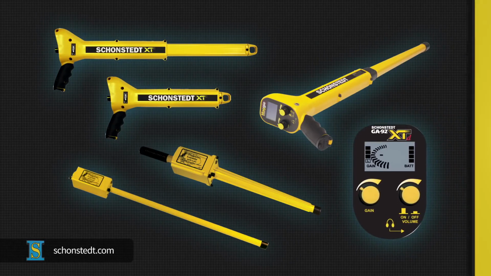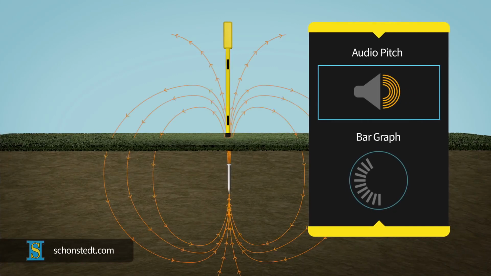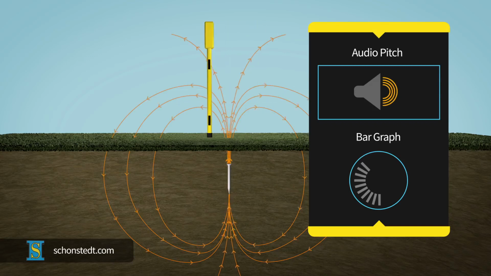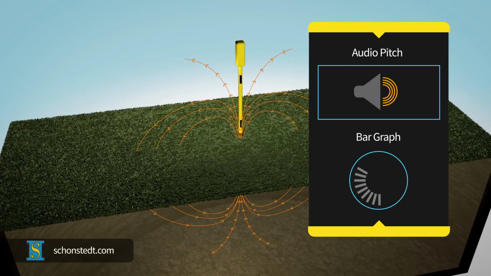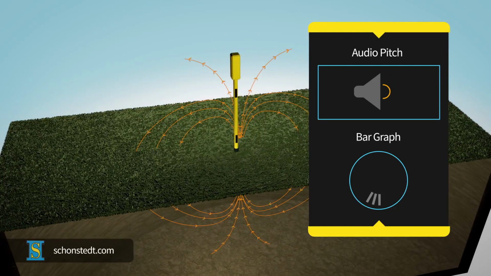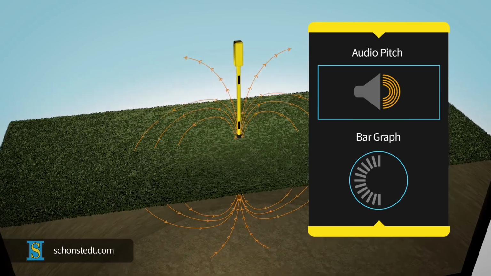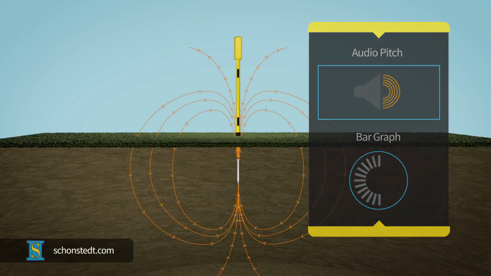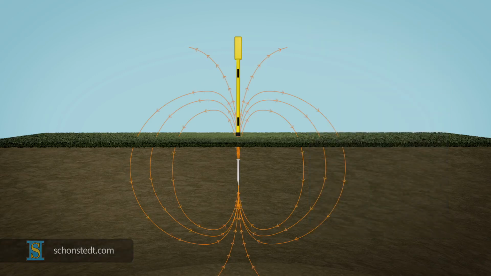The basic technique to locate a buried object with a magnetic locator involves approaching the object while listening to the pitch of the tone and, if applicable, watching the bar graph on the display. Once near the object, small X-pattern movements help pinpoint the exact location of the target. Volume and sensitivity can be adjusted on all Schonstedt locators to accommodate various depths and sizes of targets, as well as background noise conditions.